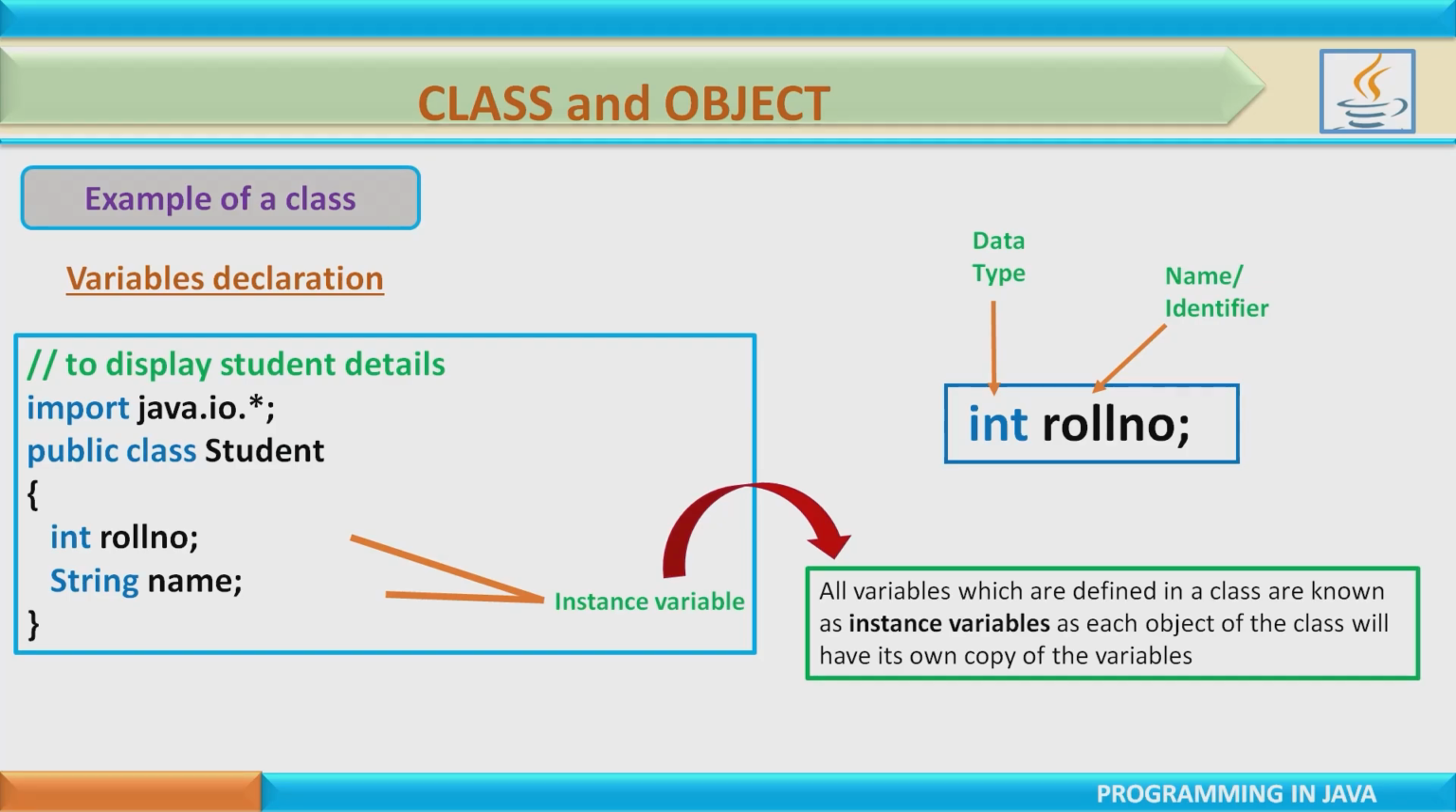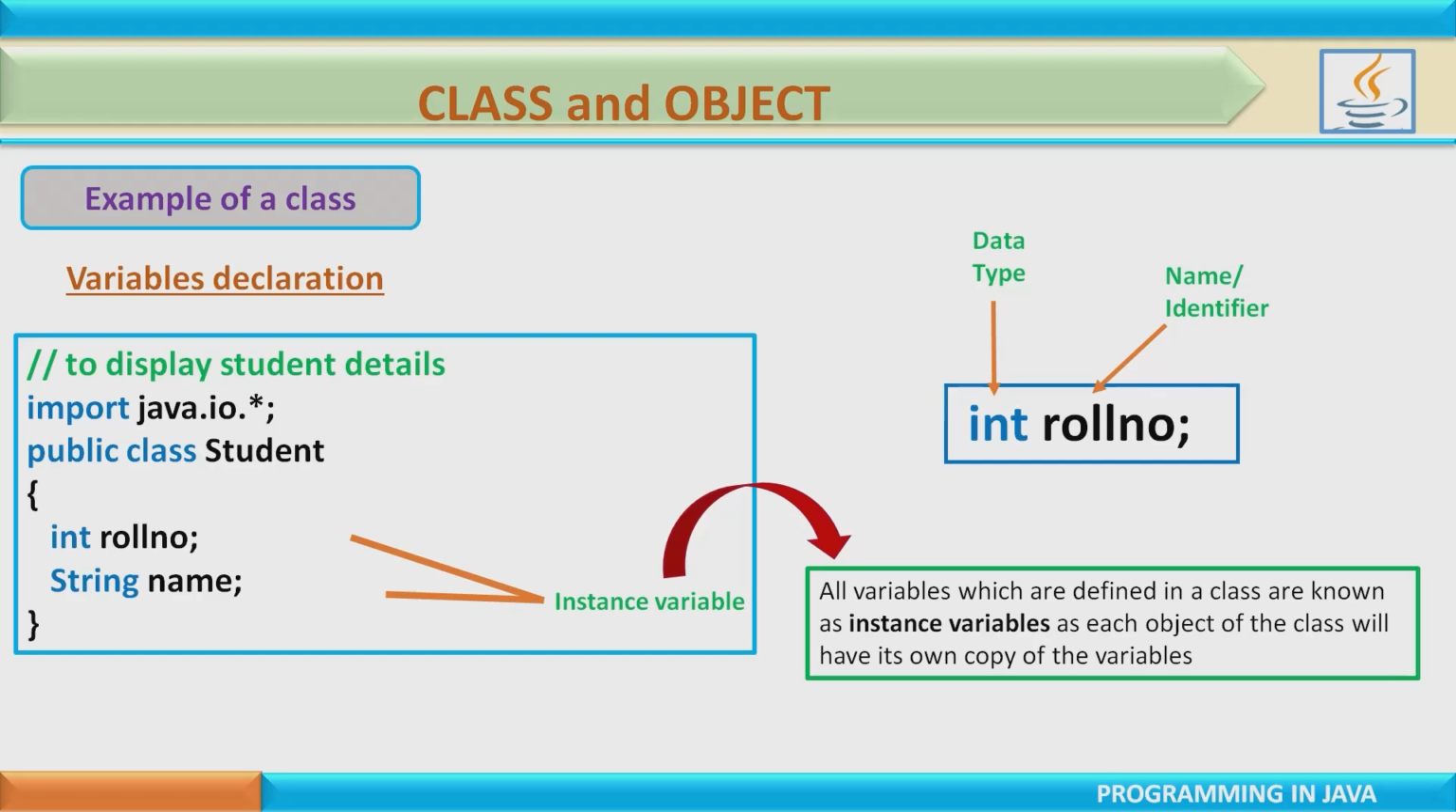Coming to the example of the class. First, let us see the variable declaration. Whenever we start writing a program in Java, we have to import all the pre-built packages that are needed for execution of the program. Followed by the import statement, we have to create the class. First, we specify public as an access modifier that indicates this class is available outside. From wherever in your program, you can access this class.